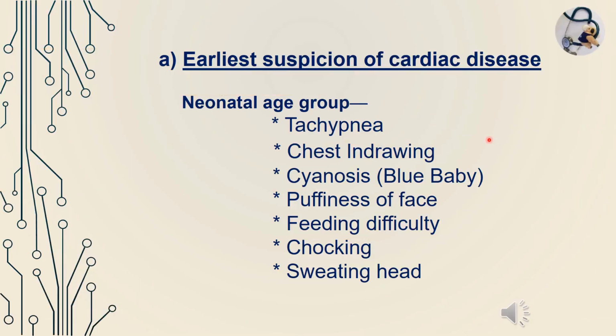To approach a congenital heart disease, first you have to have a very early suspicion. You have to suspect this child is having congenital heart disease. The earliest suspicion signs in the neonate age group, that is birth till 28 days of life: these babies may have tachypnea, chest indrawing, cyanosis, that is turning blue, puffiness of the face. Baby may have difficulty in feeding, choking and sweating of the head. So if you find these features, you have to suspect this baby might have congenital heart disease.